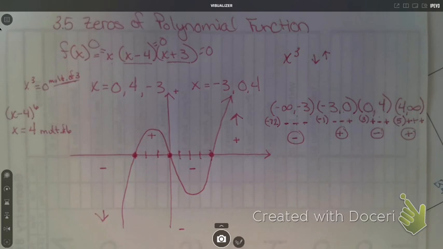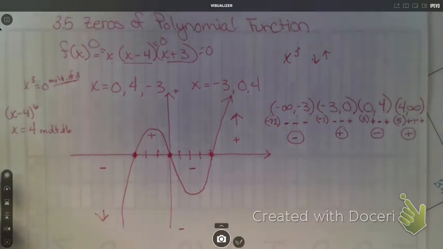So anytime you have an odd multiplicity, what is the odd number that we have most often for multiplicity? 1. You go through it. It's a door. It's an open door. But if it has an even multiplicity, it is a closed door and the graph is going to do what? Bounce off of it.